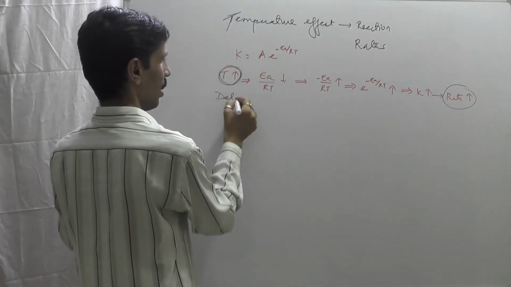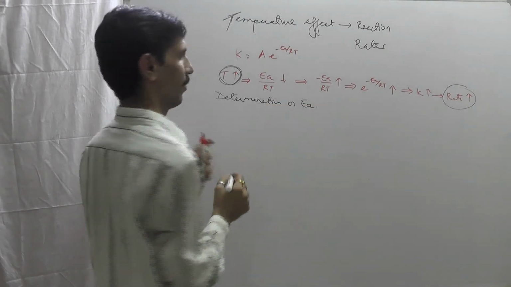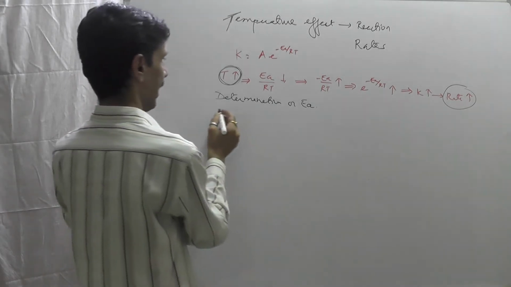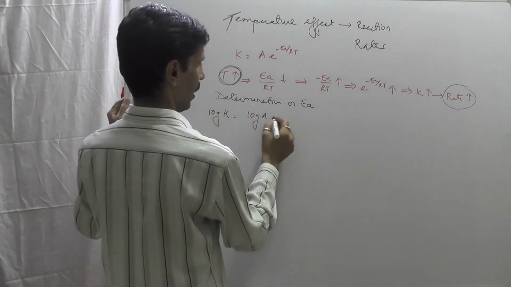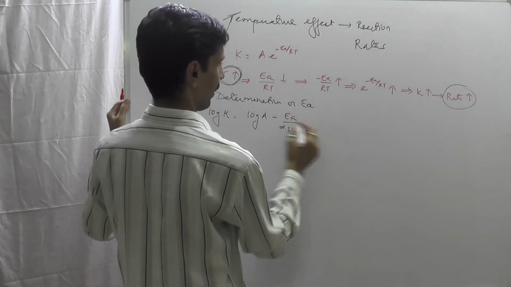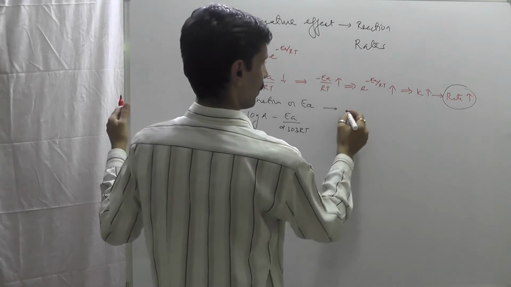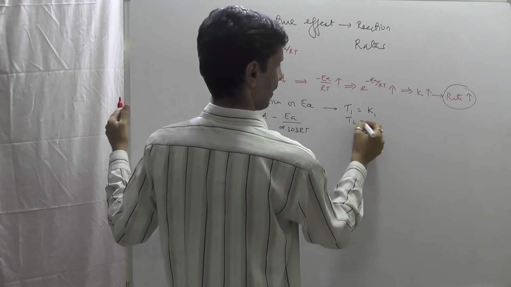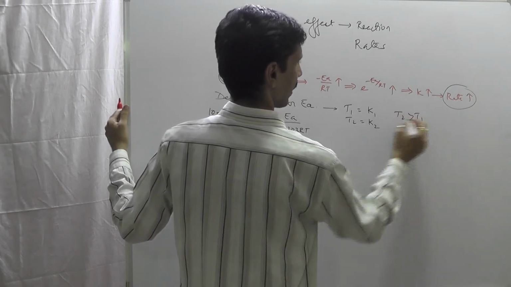Now we go into the determination of activation energy. Okay, that is more important. Determination of what? Activation energy or energy of activation. So according to the Arrhenius equation, we have log of K is equal to log of A minus Ea upon 2.303 RT. Okay, this is the equation which we get for Arrhenius. Now we consider it at two temperatures. Say at temperature T1, we say it is K1, and at temperature T2 the rate constant is K2. Okay, where T2 is going to be greater than that of T1.